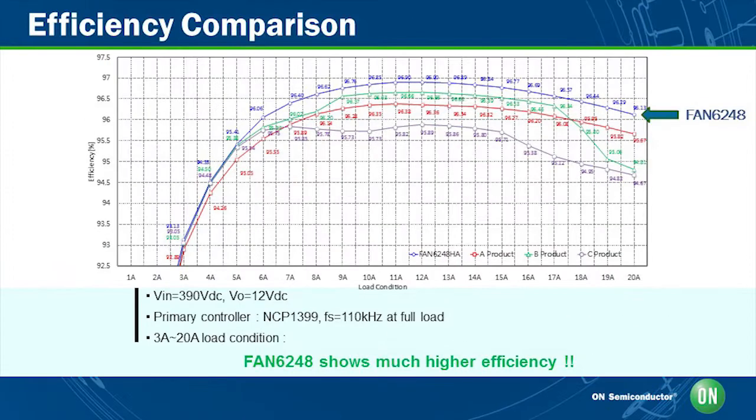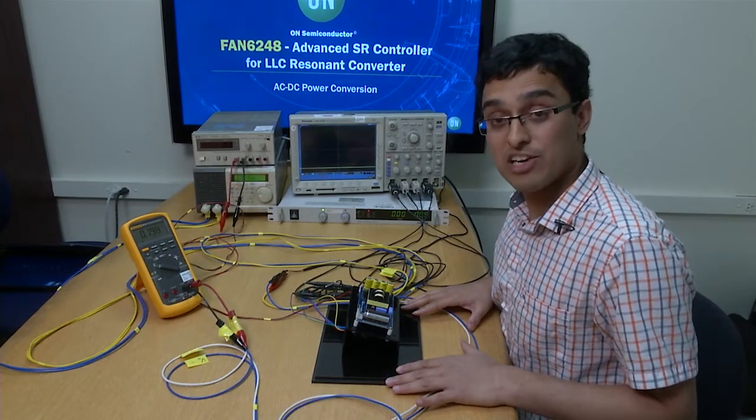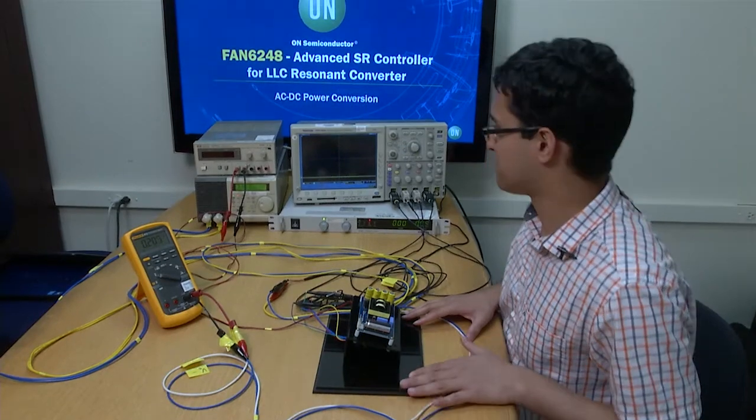Shown in this efficiency plot is a comparison of the performance of FAN 6248 versus some competitor parts. As you can see, the FAN 6248 provides higher efficiency and best-in-class performance. So let's power up our evaluation board and look at some waveforms.